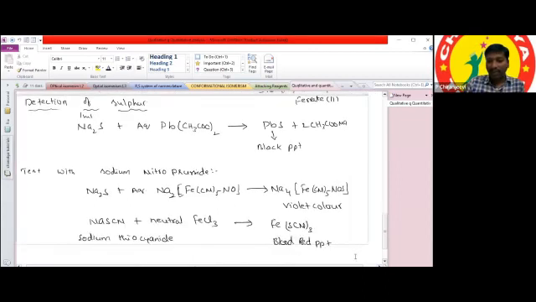So this is the qualitative analysis, meaning the estimation of the elements which are present in a given organic compound is called a qualitative analysis.